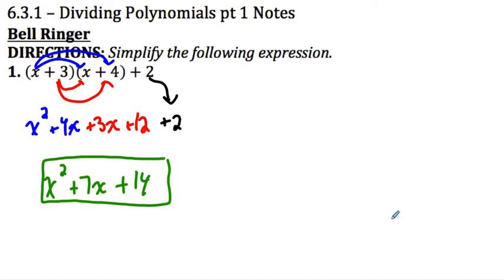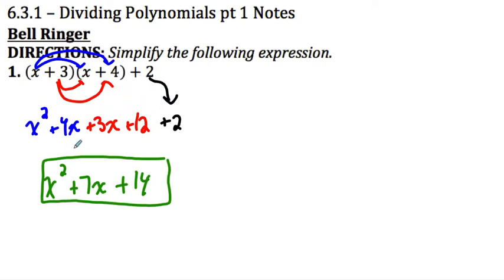So I went ahead and filled out the bell ringer ahead of time. So I'll just talk through it real quick, and then we'll move on to some other problems. So when we're simplifying this, just like following your order of operations, we got to multiply first. So multiply the x through. X times x is x squared. X times 4 is 4x. And then multiply the 3 through. 3 times x is 3x. 3 times 4 is 12. And then I brought the 2 down.